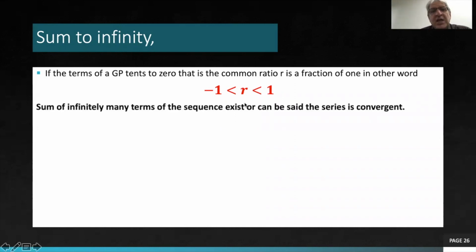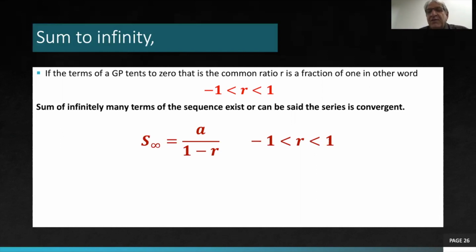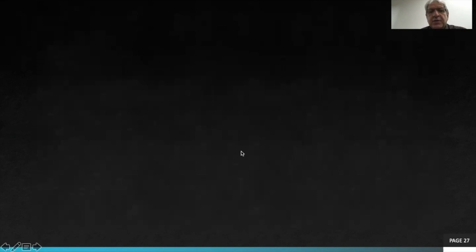In that case, the sum to infinity, the sum of the infinitely many terms of the sequence, exists, or it can be said the series converges. Remember the word converges. It converges to a value. What is the value? Sum to infinity is a divided by 1 minus r, because r to the power of n, which you had in the formula, tends to 0, as we discussed before. Because it's a fraction, when the power increases, the number reduces. Therefore, the sum to infinity is a divided by 1 minus r. So we have this formula for sum to infinity.